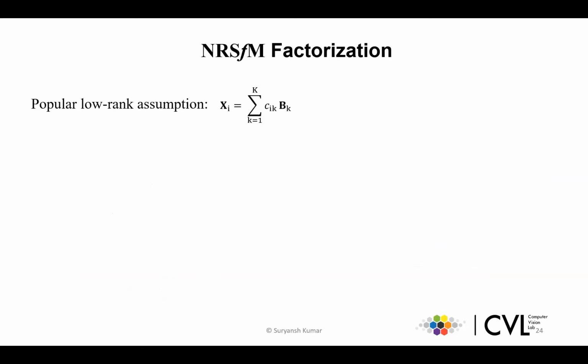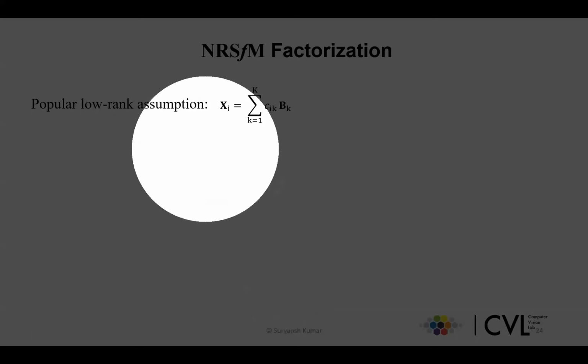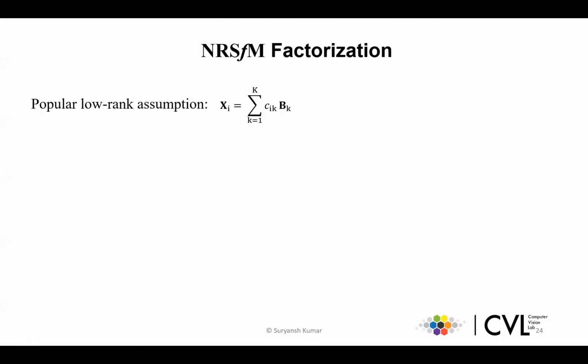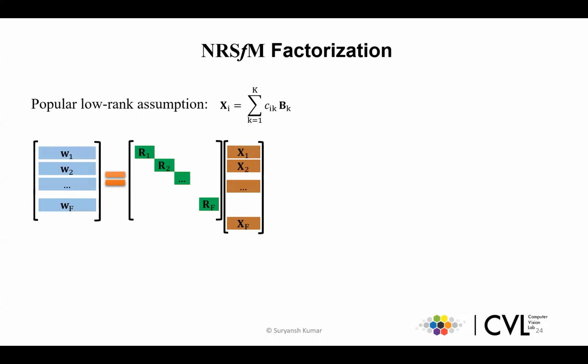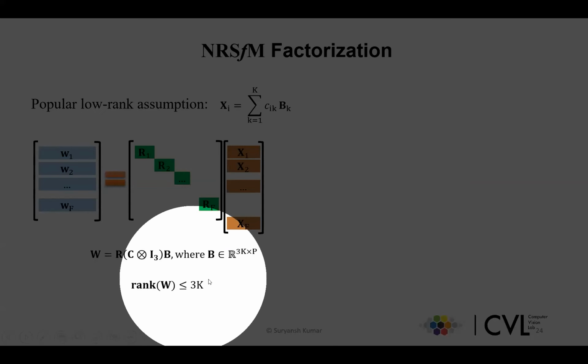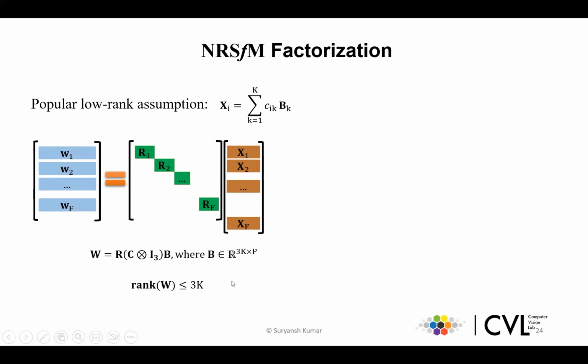Let's see. Remember, we made an assumption that the shape is low rank. So I can represent the shape at any frame as a linear combination of some K basis shapes, let's say. K is a scalar, not all the basis, not F, but K, some constant. This is like a hyperparameter. So we substitute the shape here in the matrix, and if you do some linear algebra, you end up in this kind of form. Easy to do. And then you realize that the rank of W is less than 3K, just like in linear algebra. Simple.